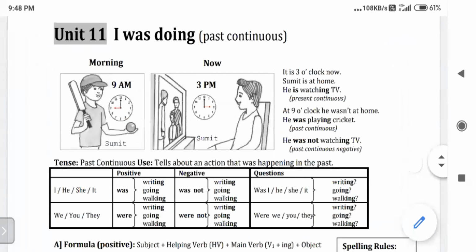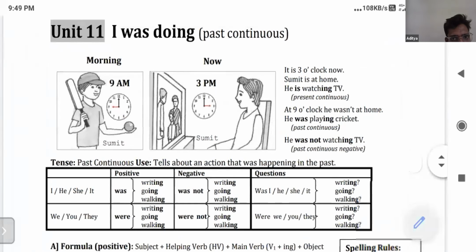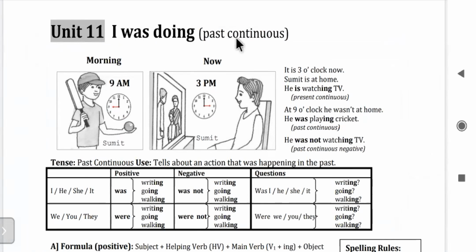I want you to start by reading the top here. I was doing, past continuous. Yeah, so we're studying I was doing. When we do the was part, we're automatically going to deal with were also, because whatever is dealt with was, the rest is dealt by were. Okay, so look at this picture. You can see somebody called Sumit. There's a time, see that. There's also this picture, and here's the dialogues. This is the present continuous. Read me all of this.